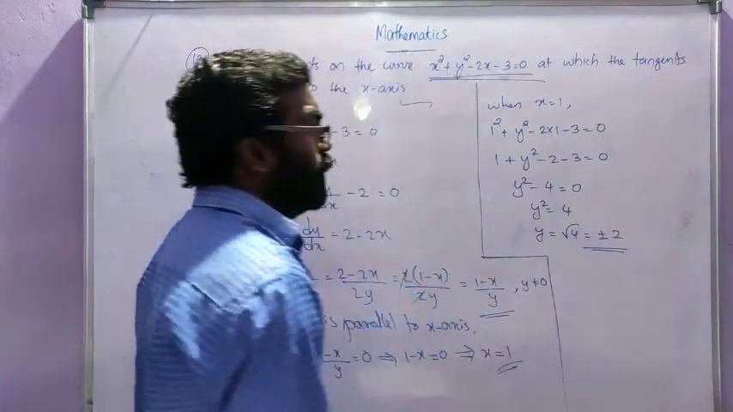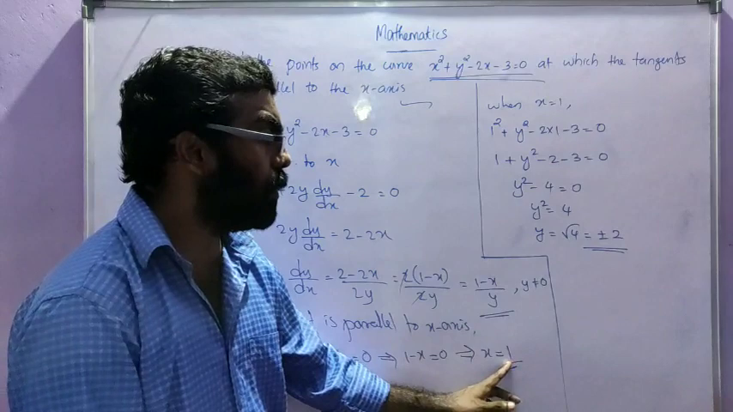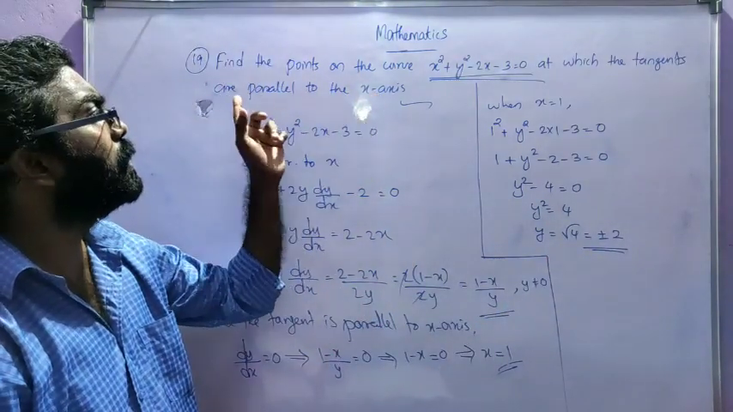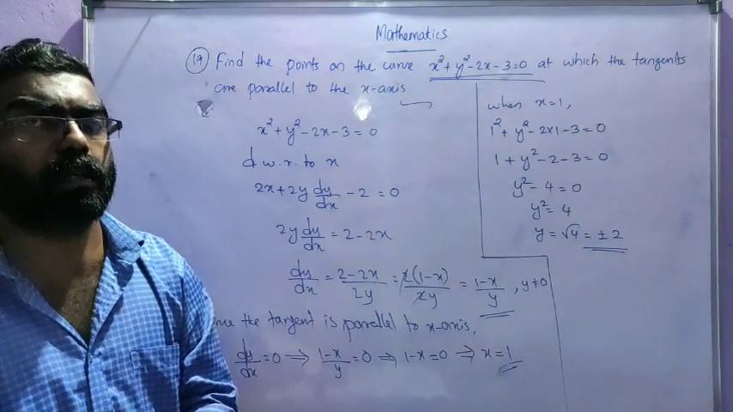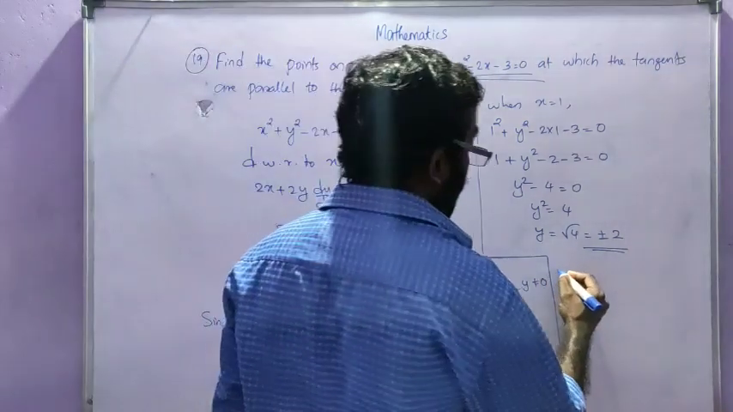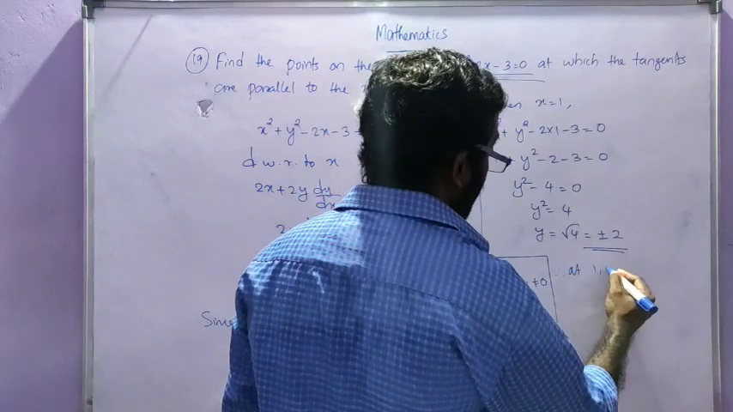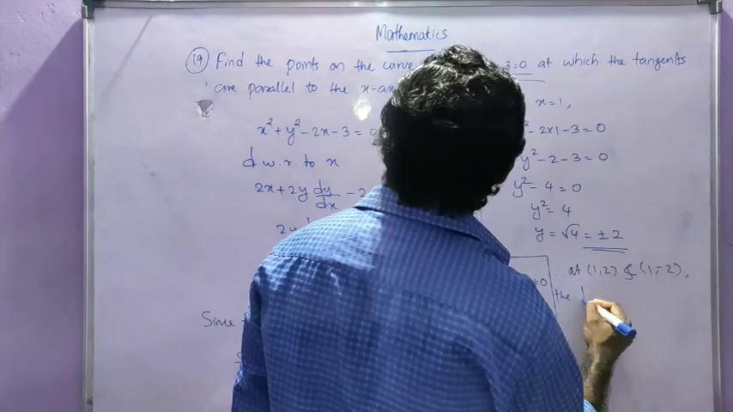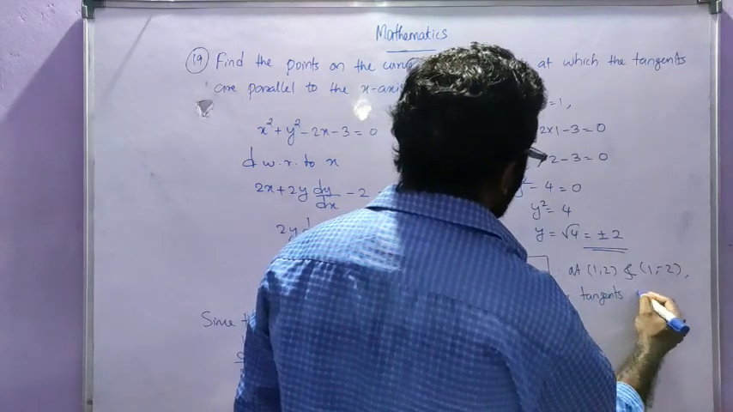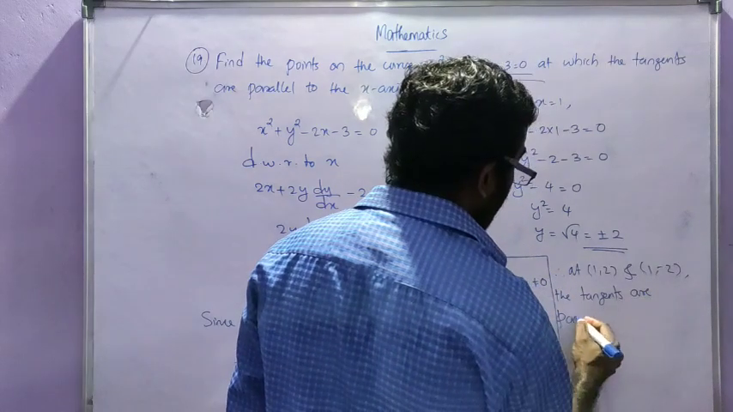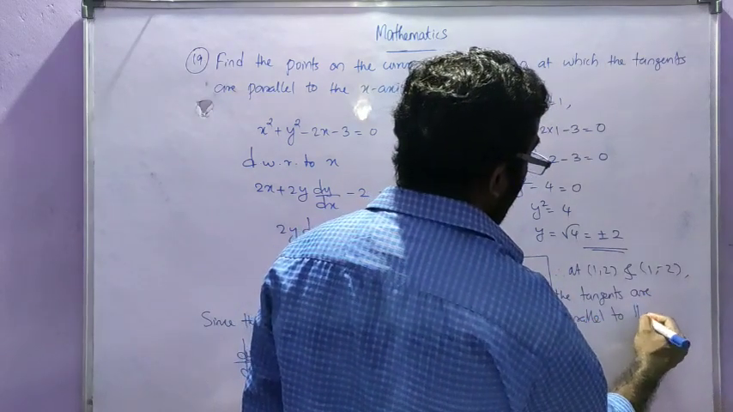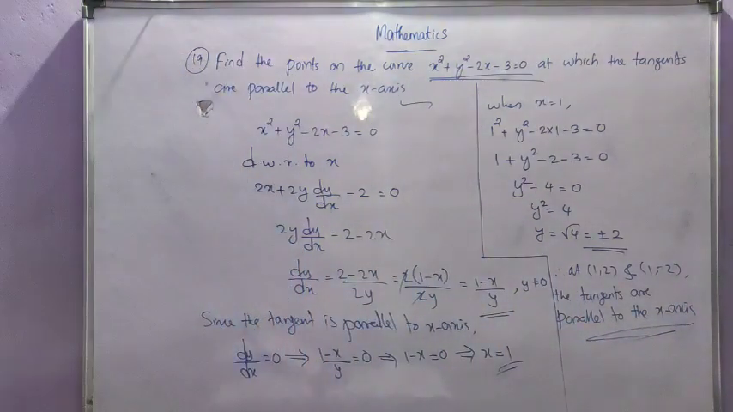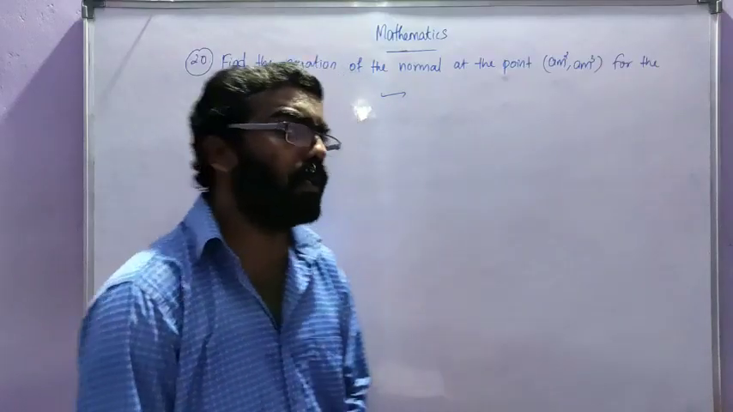Okay. Therefore, we can conclude at the point 1 comma 2 and 1 comma minus 2, the tangents are parallel to the x-axis. Okay. So at 1 comma 2 and 1 comma minus 2, the tangents are parallel to the x-axis. Clear? Now we move on to the next question.